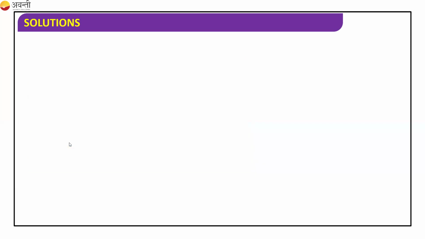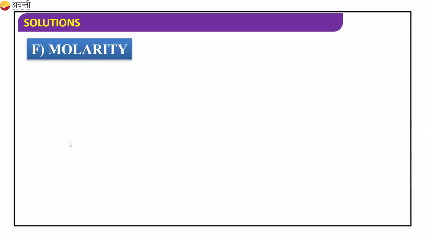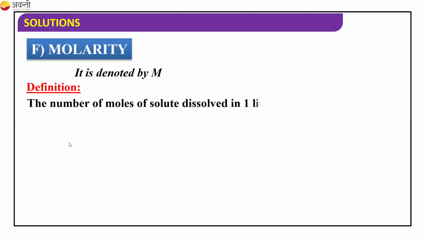Coming to molarity. What is molarity? It is denoted by the capital letter M. The definition of molarity: it is the number of moles of solute dissolved in 1 liter of a solution. The molarity concentration term is very, very important.